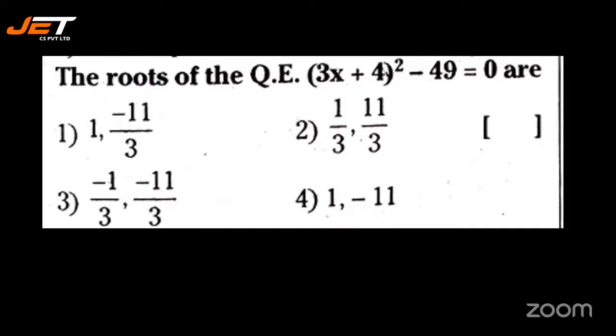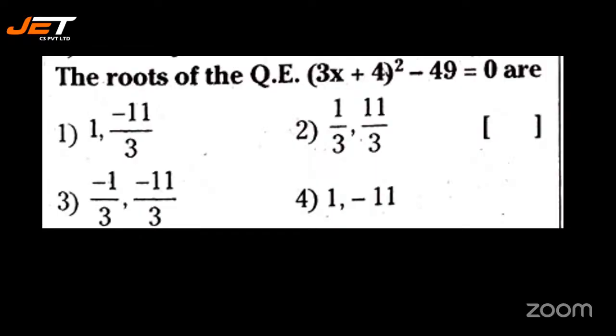Now, the next question. The roots of the quadratic equation (3x plus 4) the whole square minus 49 is 0. So what are the roots? So here you can use your a square minus b square formula, that is a plus b, a minus b. All right. So a square minus b square is a plus b into a minus b, whereas you get 3x plus 4 plus 7, 3x plus 4 minus 7. All right. So you will be able to get the answer if you do it in that way.